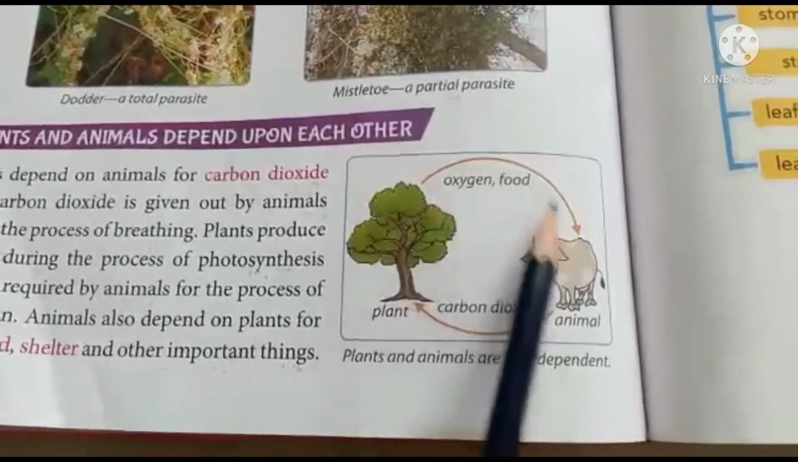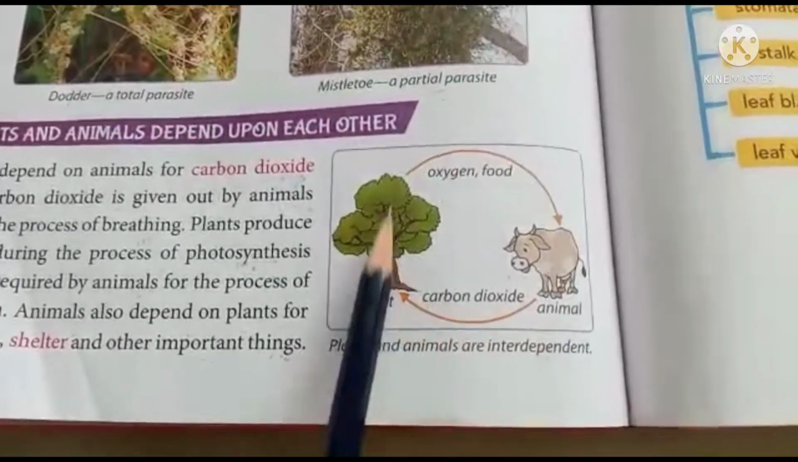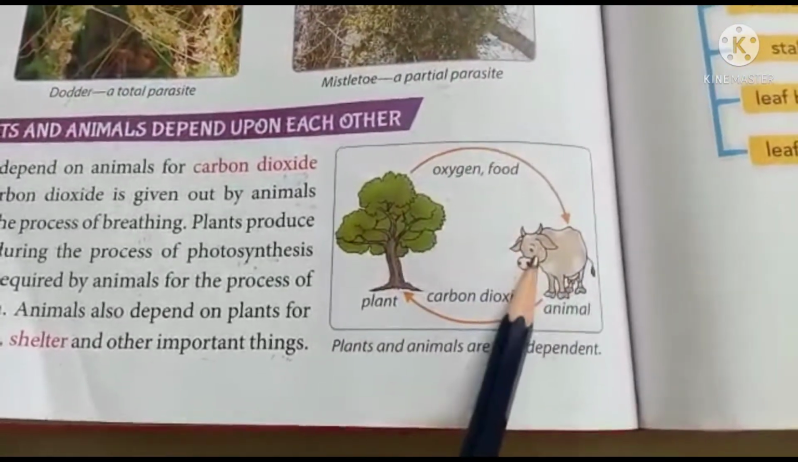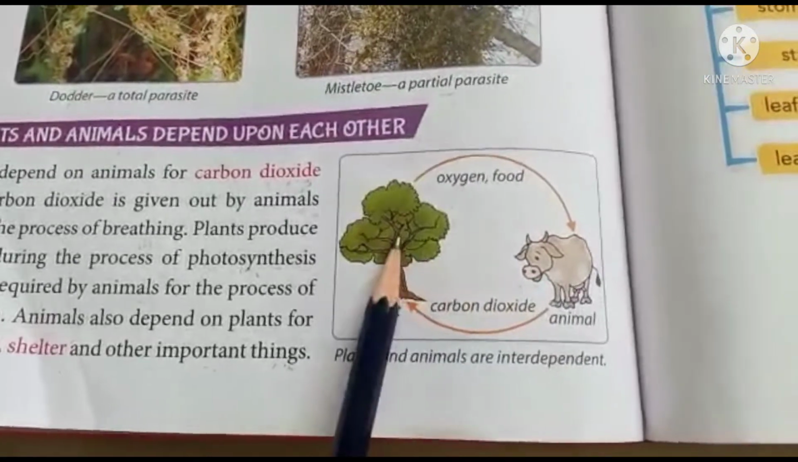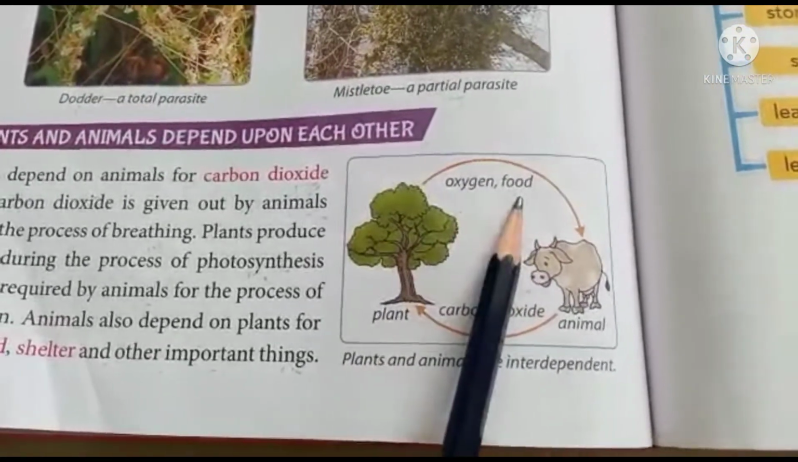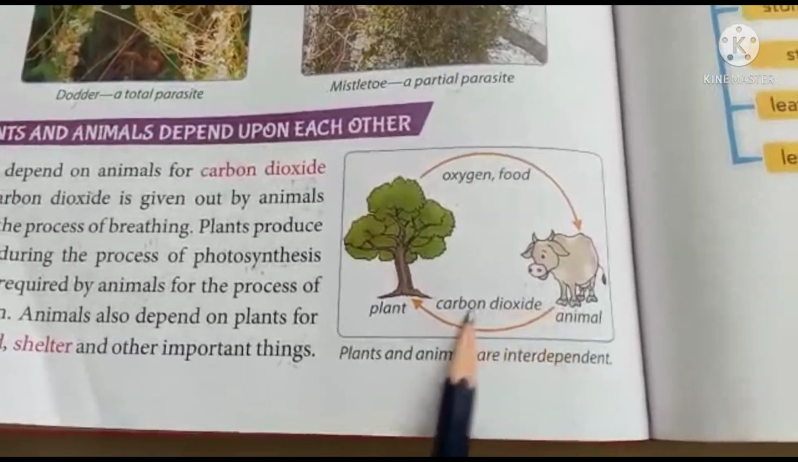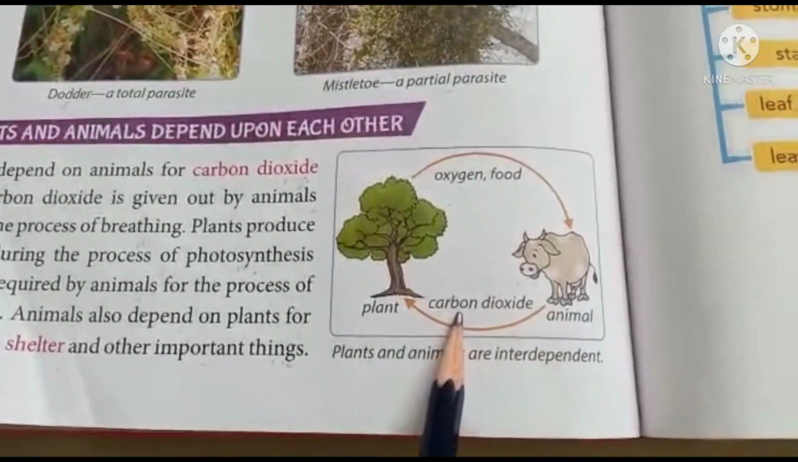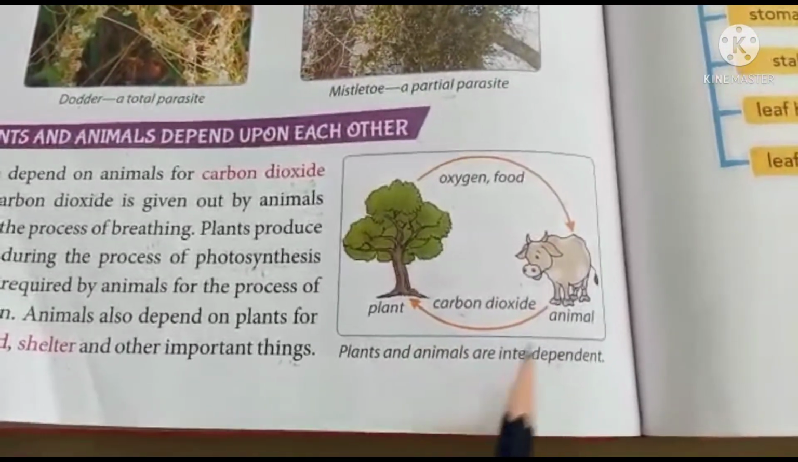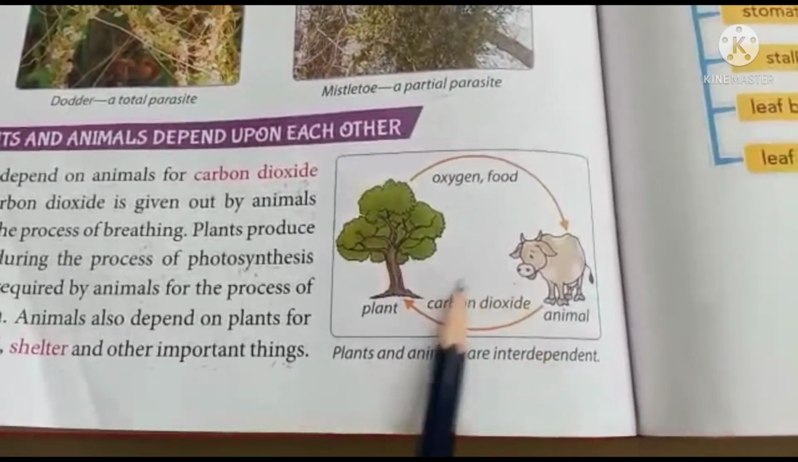See here, a cycle is given here. These animals depend on the plants for their oxygen and food, and plants depend on the animals for carbon dioxide. It means plants and animals depend upon each other.